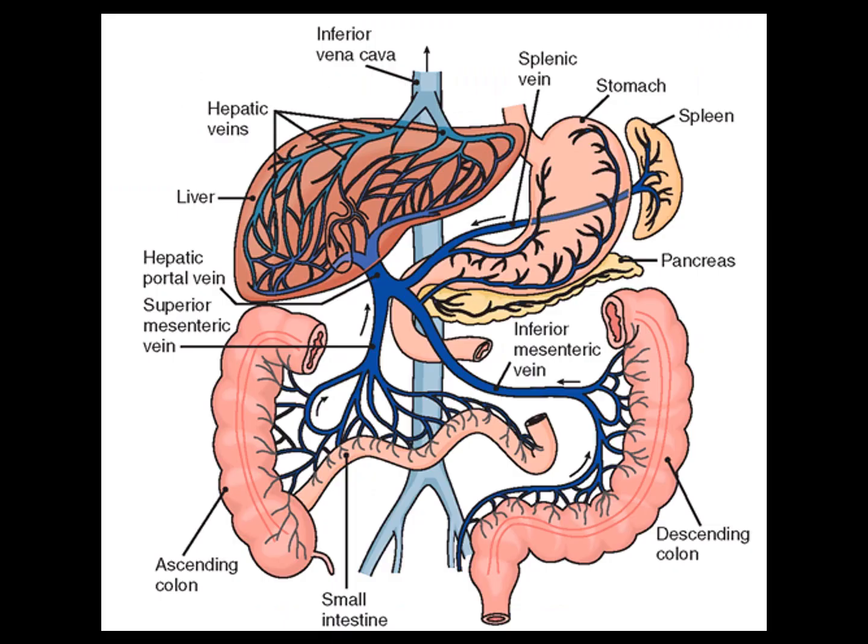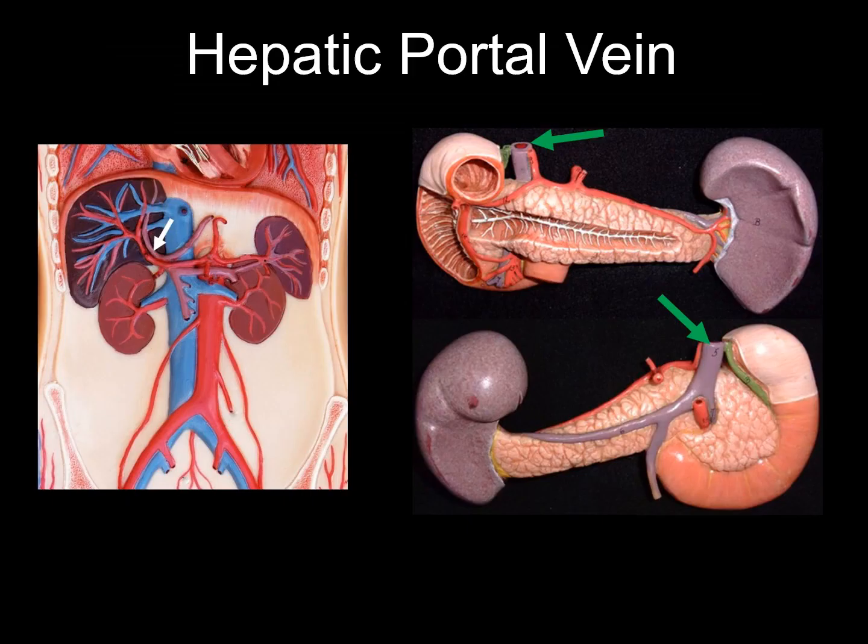Here's just another picture of that I like even a little bit better too, because we're going to pick up our inferior mesenteric vein, our superior mesenteric vein, and that splenic vein all going through that hepatic portal vein, processed in the liver. Now we're going to go through our true hepatic veins into the inferior vena cava.